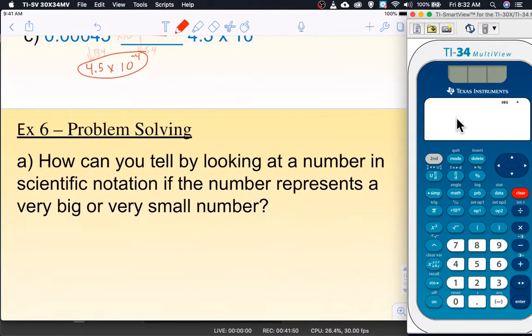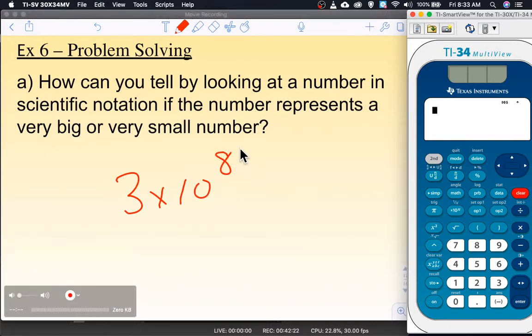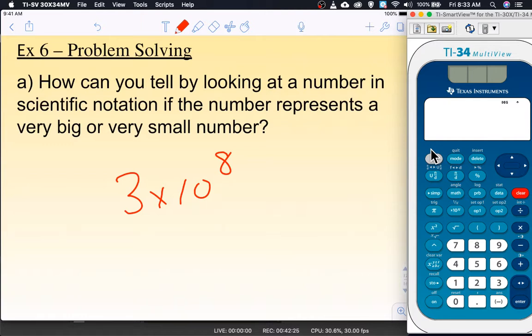All right, we got a couple little quick problem solving, and then we are done. Letter A. How can you tell by looking at a number in scientific notation if it represents a very big or a very small number? And the answer is, you look at the exponent. If it's like 3 times 10 to the 8th, positive exponent means this is a big number. The decimal, when I move it, is going to move to the right. It's going to become a bigger number.